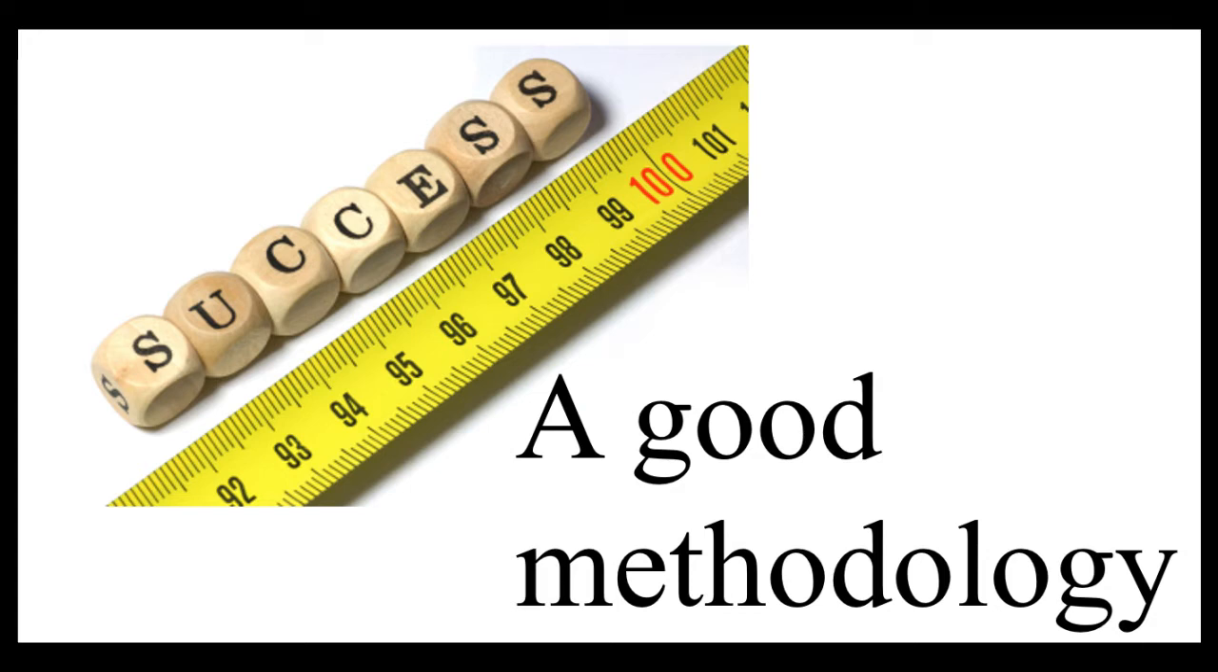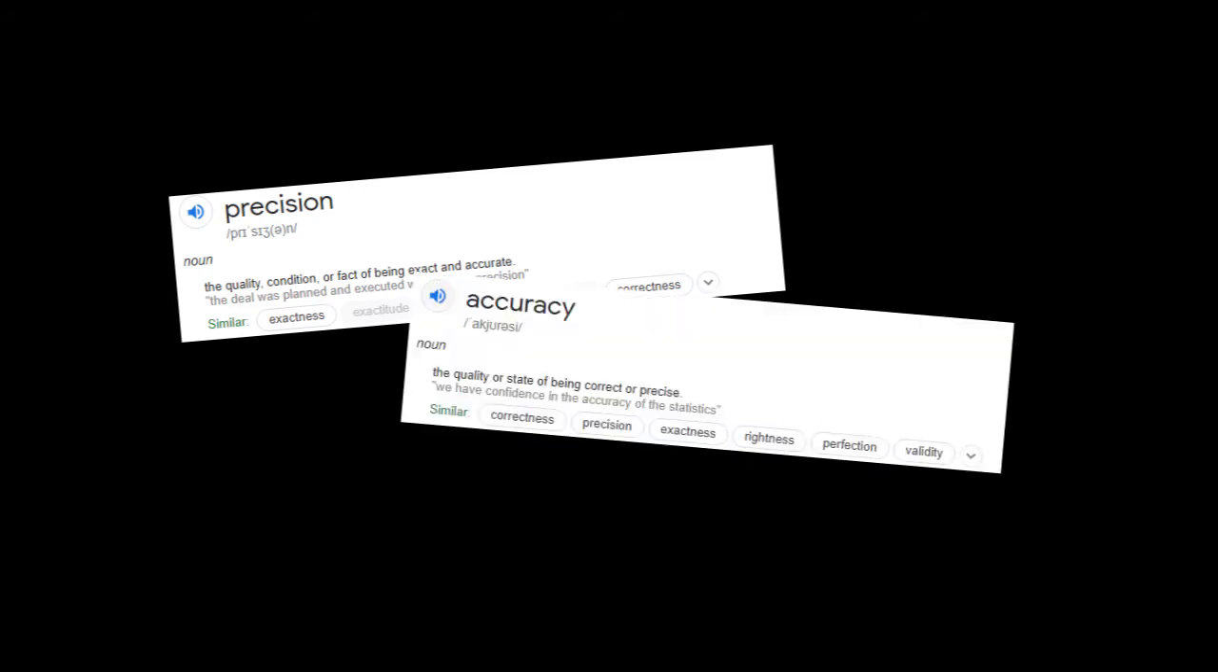If you Google these two terms, Google gives you very confusing definitions. For example, if you search for precision, it says the quality, condition, or fact of being exact and accurate. That means precision has accuracy inside it. And when you search for accuracy, it says the quality or state of being correct or precise. So that means in accuracy, you have precision.